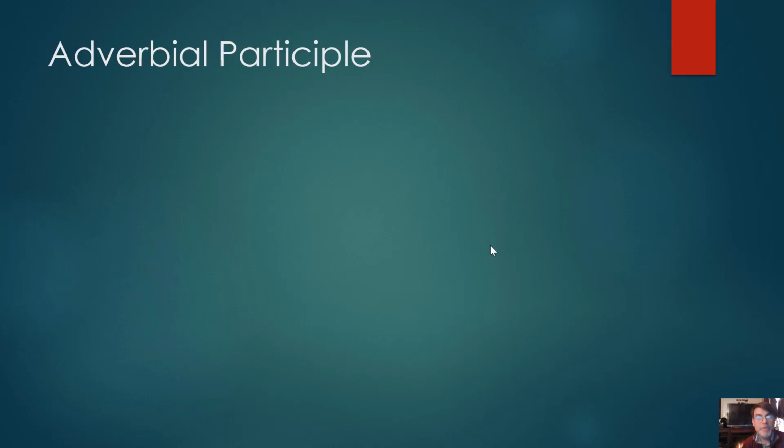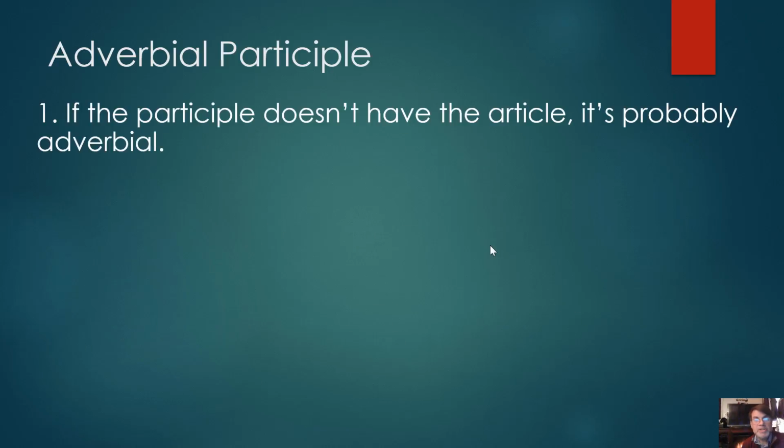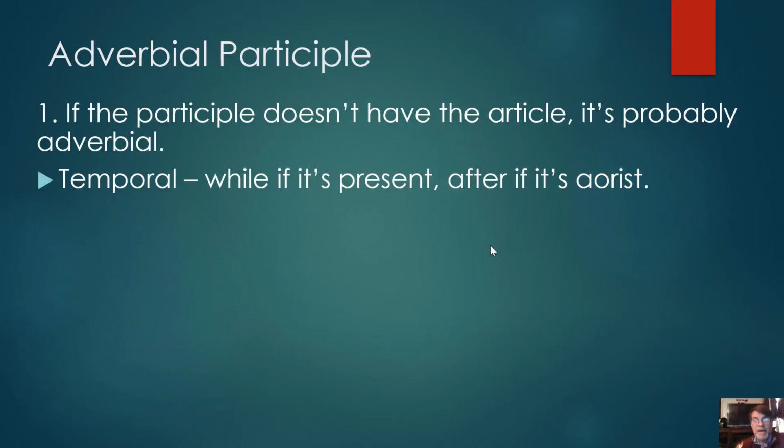Okay, adverbial participles. If the participle doesn't have the article, it's probably adverbial. Now, here's the bad news. Sometimes the context makes it clear that even though this participle doesn't have the word the on it, it still should be translated as if it had the word the on it. But if the participle doesn't have the article, probably it's adverbial. Now, when we're in beginning Greek, a lot of times we just stick with what are called temporal participles. And so we put the word while in front of it if it's a present participle, or the word after in front of it if it's an aorist participle.